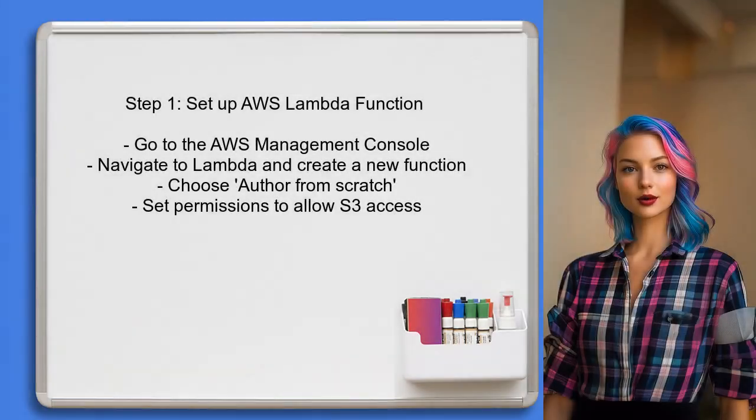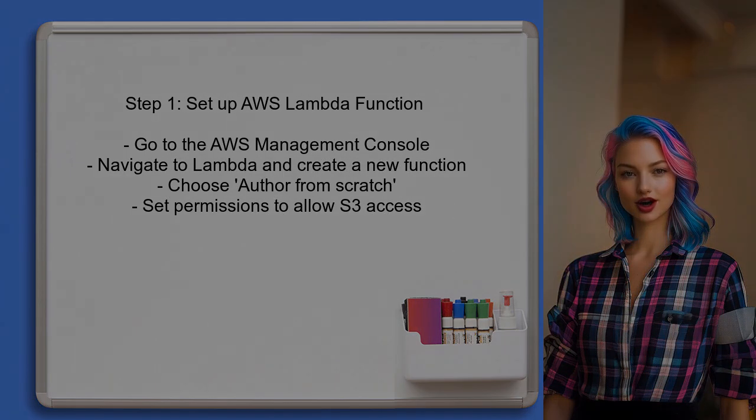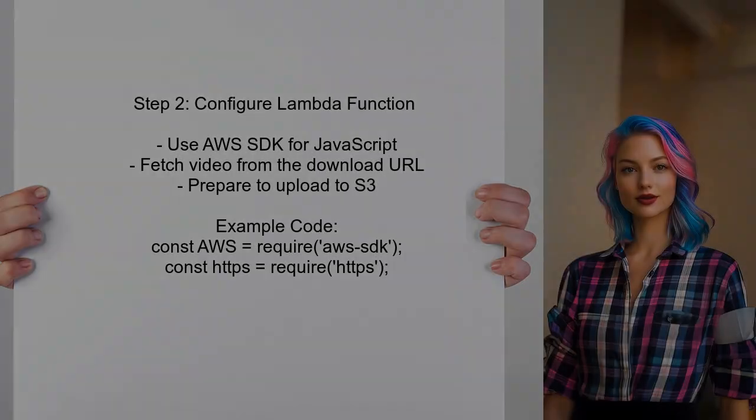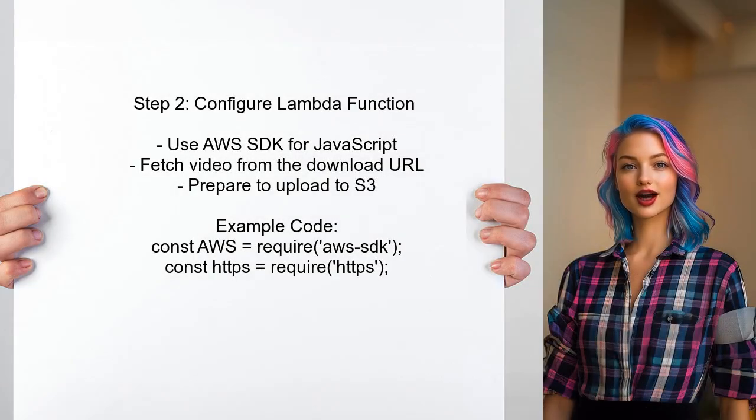To begin, the user needs to set up an AWS Lambda function. This function will be triggered to upload the video directly to S3 using the provided download URL. Next, the user should configure the Lambda function to handle the video upload. This involves using the AWS SDK to interact with S3 and fetch the video from the download URL.